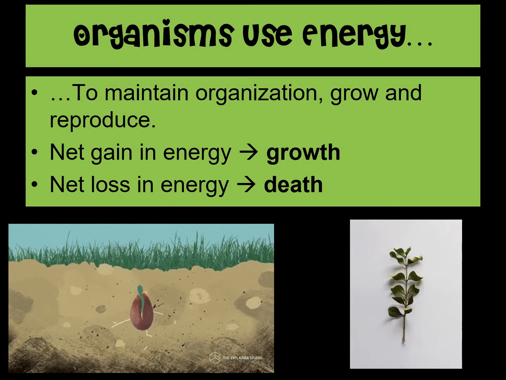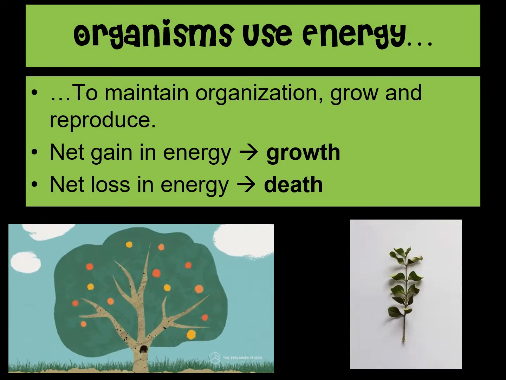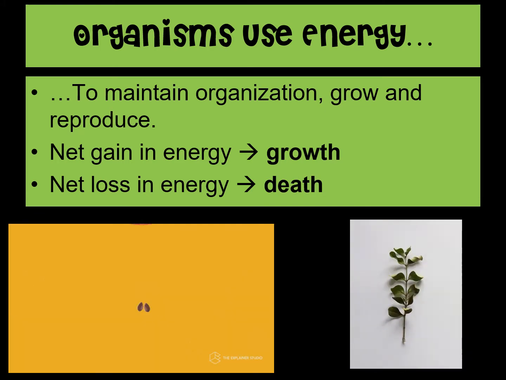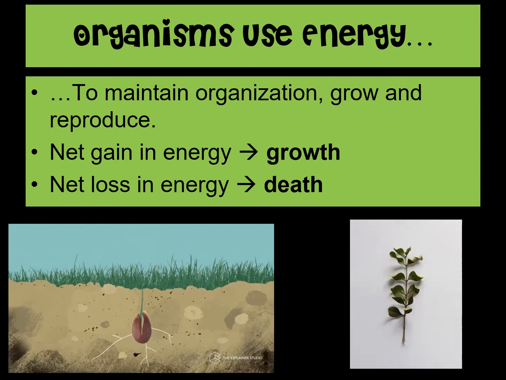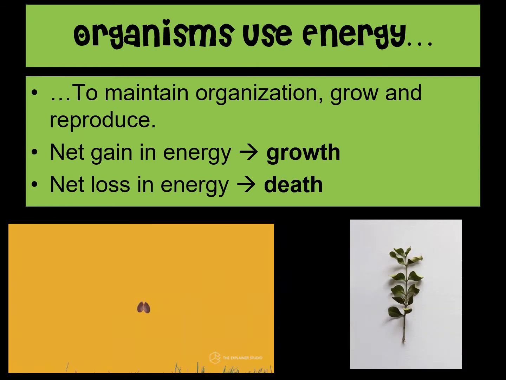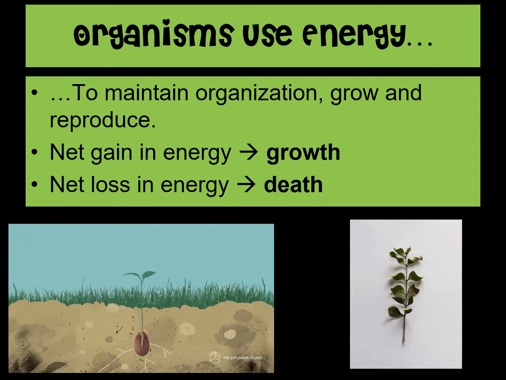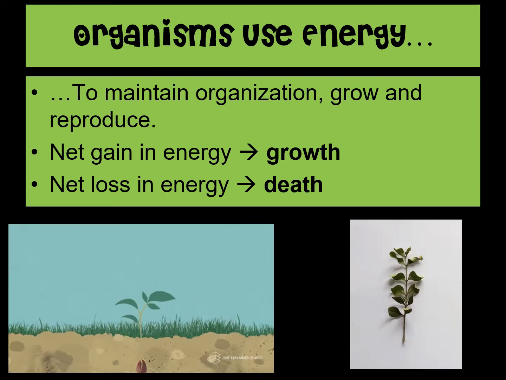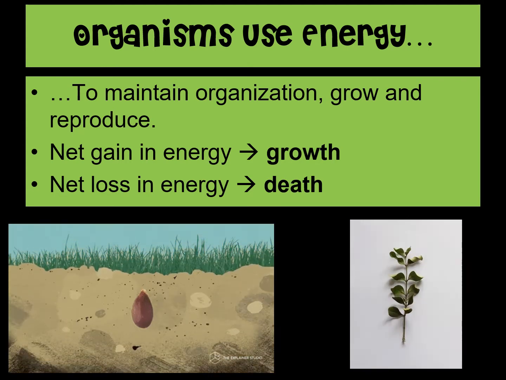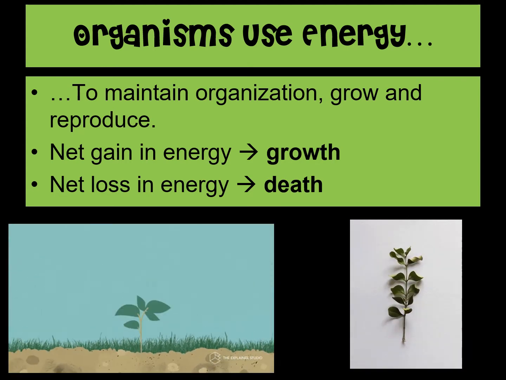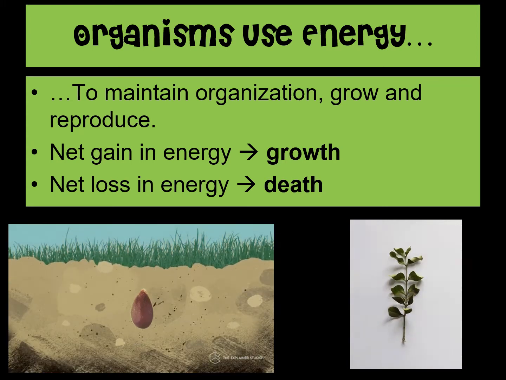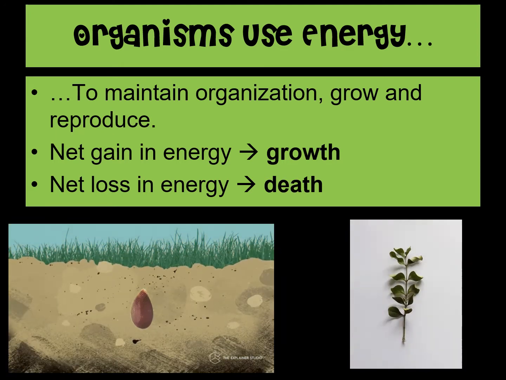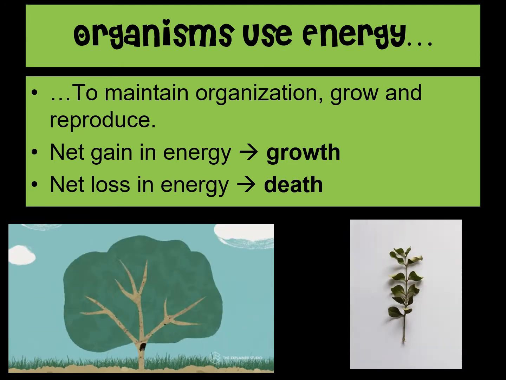It is important that all organisms get energy and they use energy. And the ultimate source of energy here on Earth is the sun. The reasons why organisms need energy is primarily for the organization in their bodies, to grow, and to also reproduce. Now, if organisms have a net gain in energy, that will usually cause them to grow. But if there's a net loss in energy, so they're losing more energy than they're taking in, that will usually lead to an organism's death.